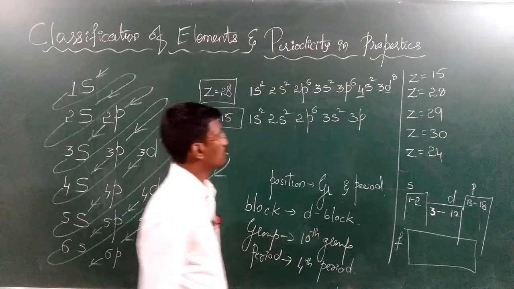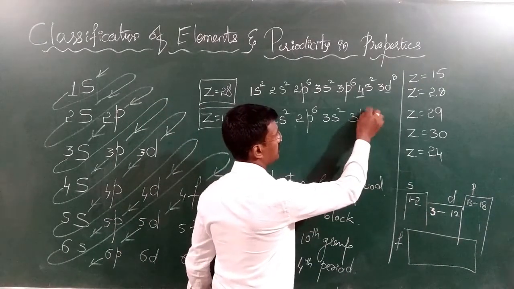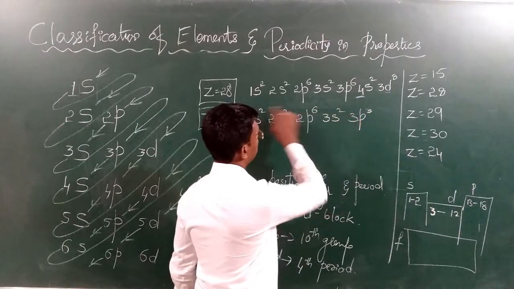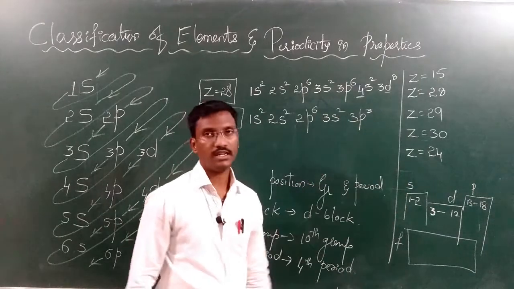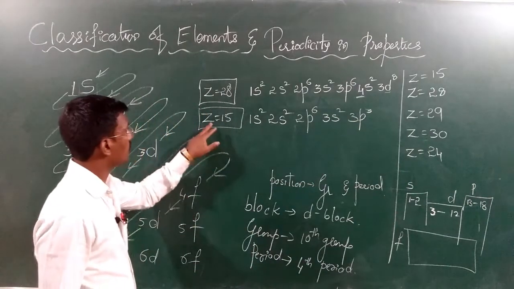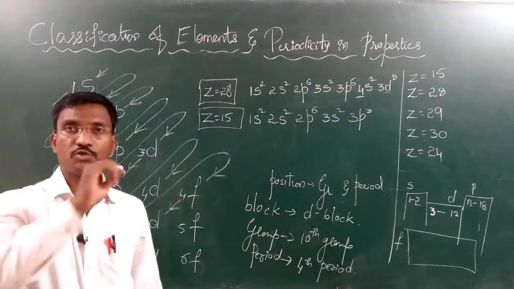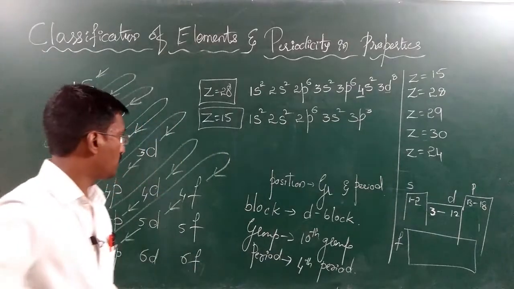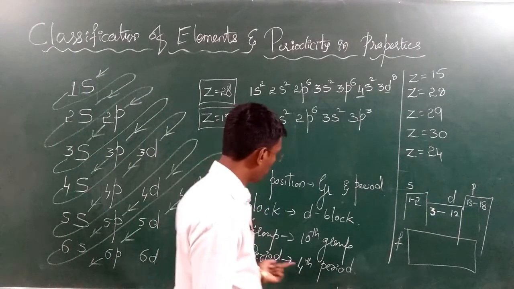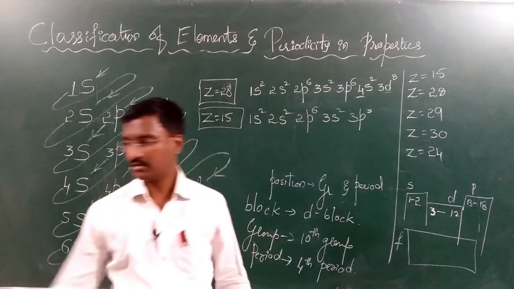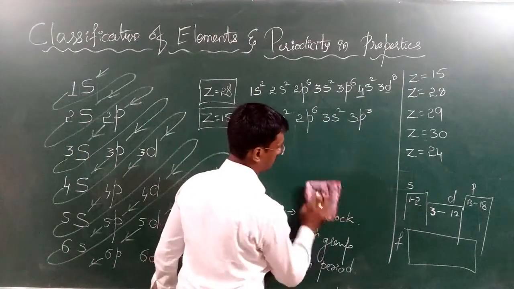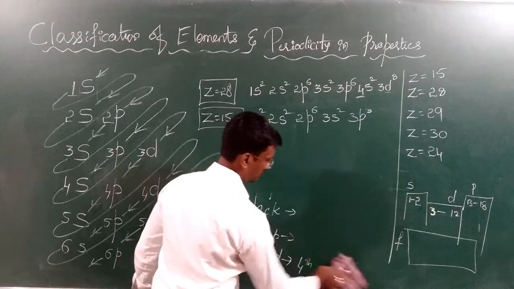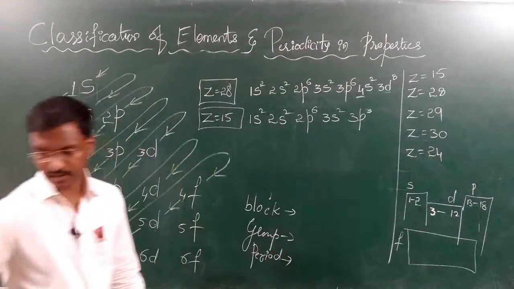So 15 means you still need 3 electrons. And you see here, 3 plus 2 is 5, 5 plus 10, 15. So 3s2, 3p3. So this is the electronic configuration of atomic number 15. So here, can you tell me the block, group and period? Tell me very fast. What is the position of the element of atomic number 15?